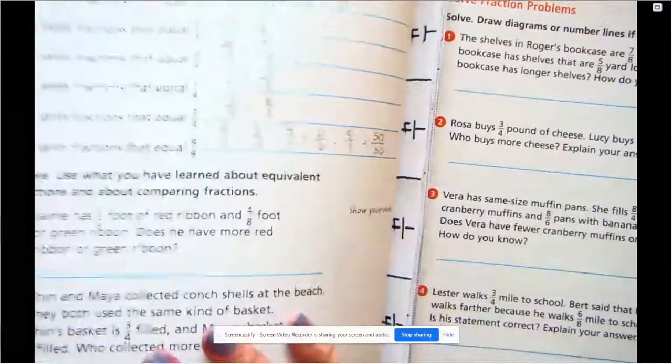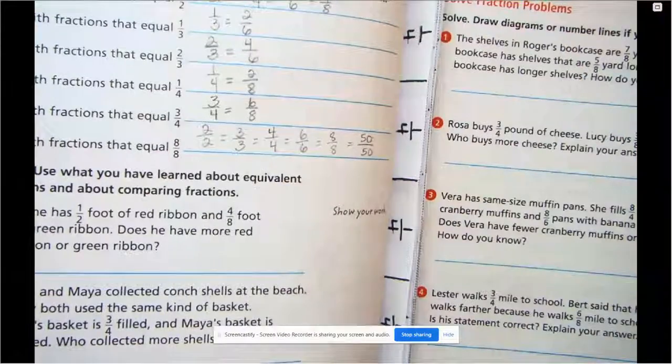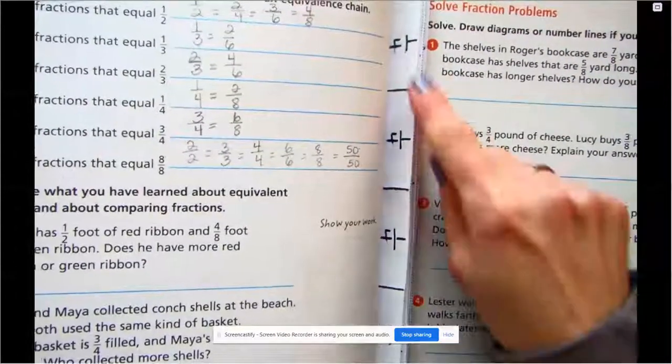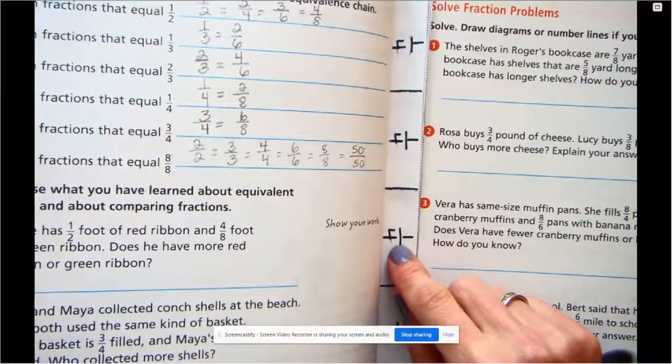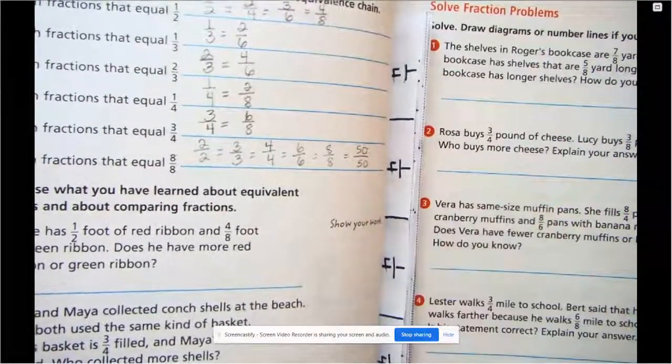Tomorrow or Tuesday or Thursday, we're going to work on solving fraction problems. So using word problems with fractions and talking about equal fractions. All right, so keep them tucked away so that you don't lose them.